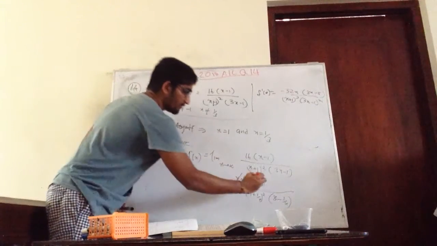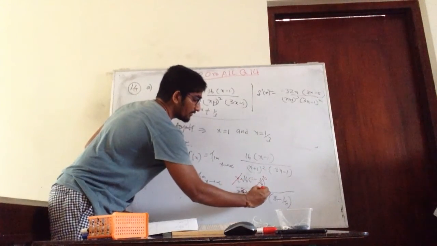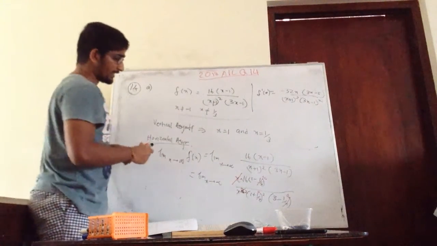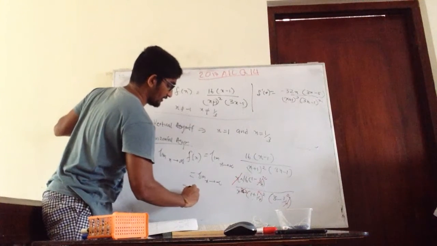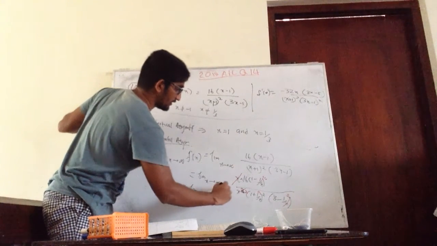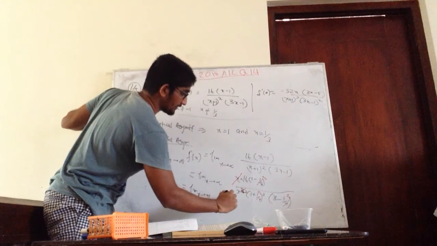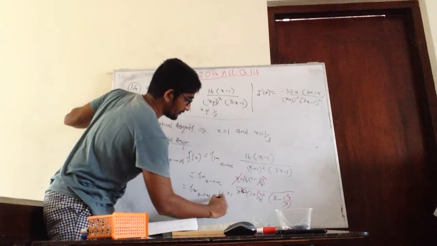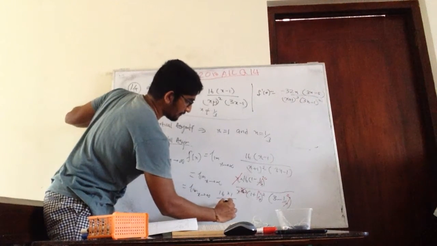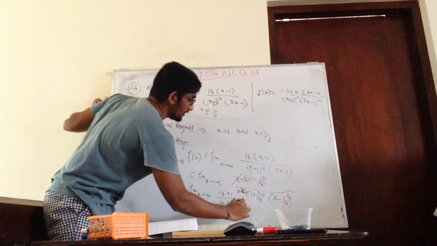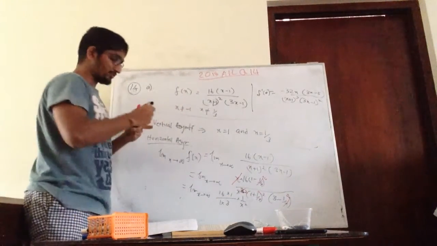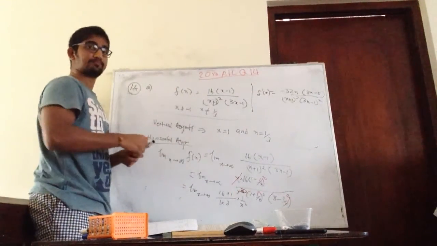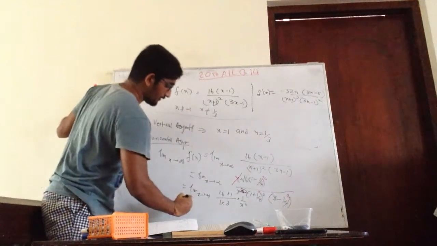So now this part will become 0. This part will become 0. This part will become 0. So then you will get something as limit x goes to infinity, 16 times 1 into 3 into 1 over x squared. So since this 1 over x squared is there, this whole part will go to 0. Right?